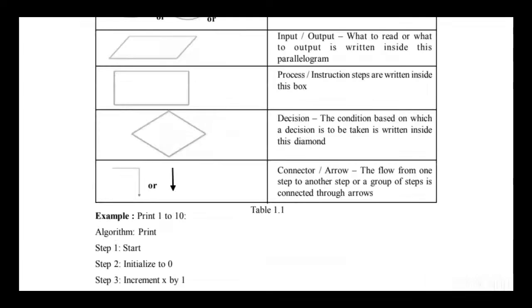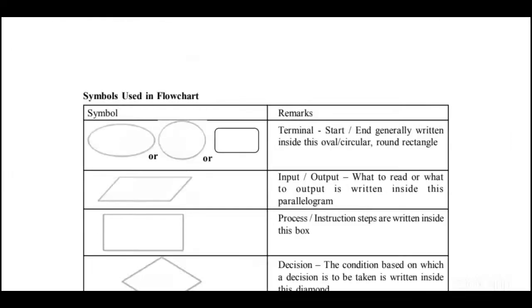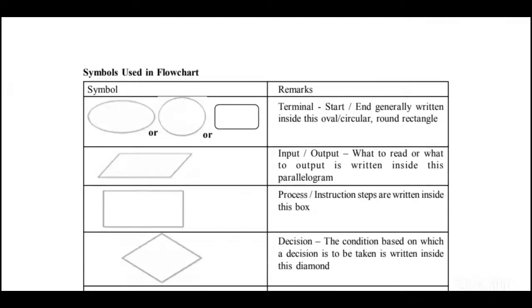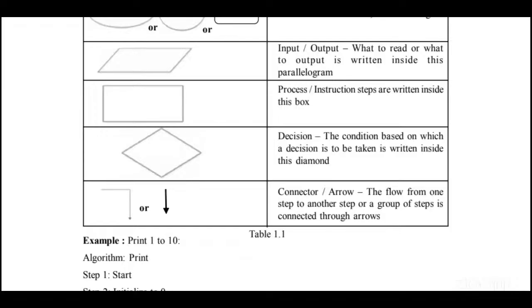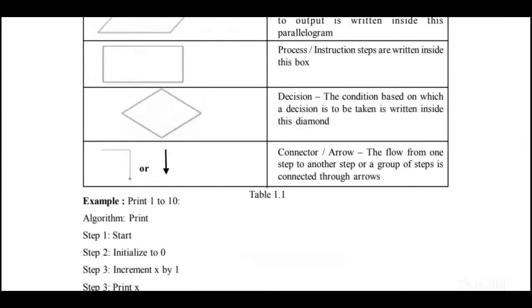Now, flowcharts and the symbols used in a flowchart. The terminal, start and end, is written inside an oval. For input and output, what to read or what to output is written inside a parallelogram. Processing instructions and steps are written inside a box. A decision, the condition on which a decision is to be taken, is written inside a diamond. And there is a connector. These are the symbols used to represent a flowchart.